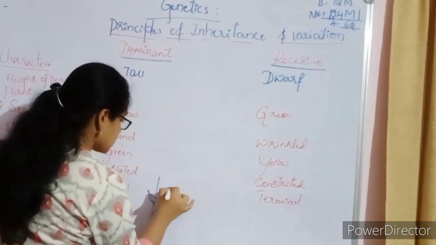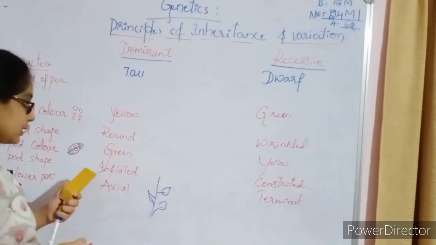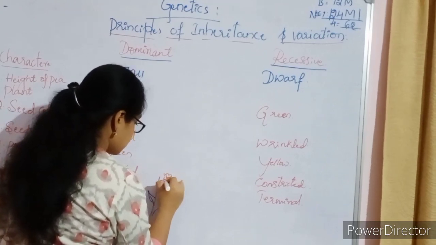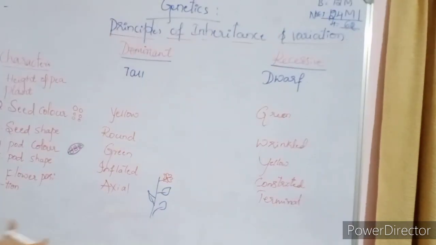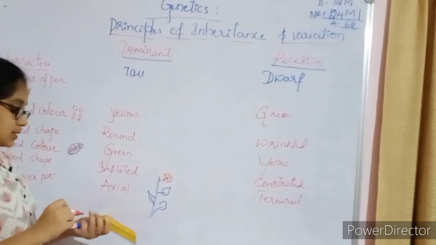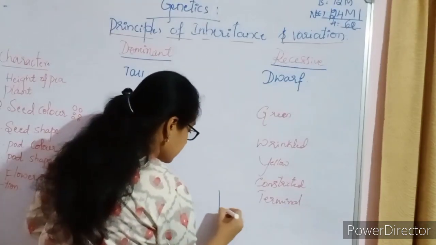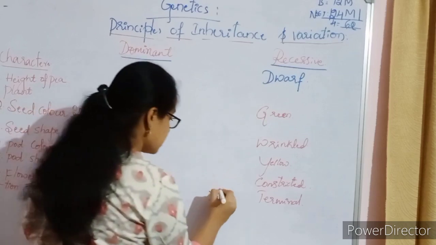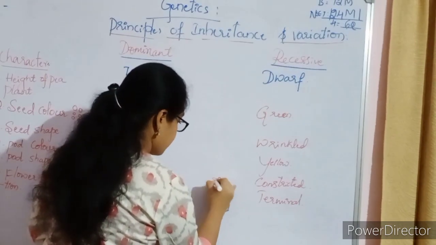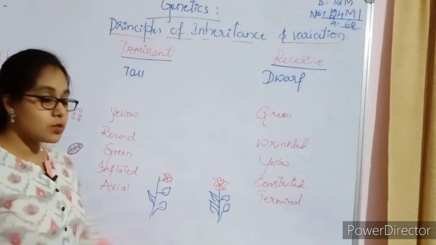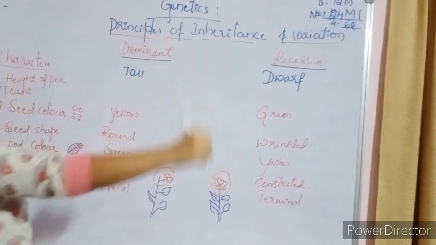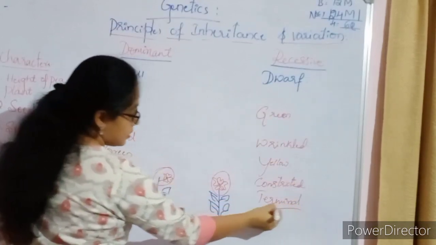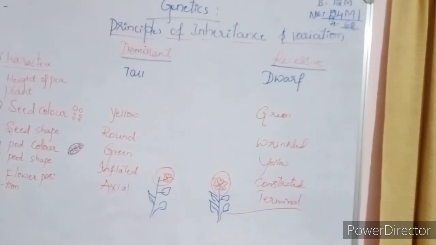Again, if this is a pea plant, axil means you can see at the axil part, that is, this is called as axil, at the axis. Okay, and what is that terminal? Yes, if this is a plant, the terminal part is here. Okay, so this is the terminal position and this is the axil position. You have to make out the difference. Okay, so this axil is called as dominant character and terminal is called as recessive character.